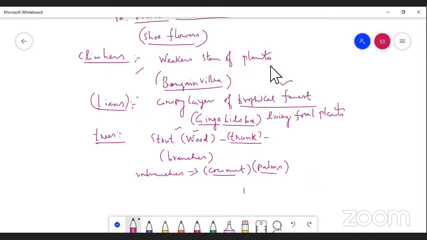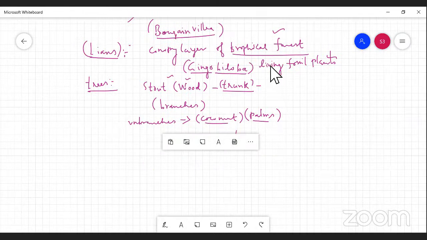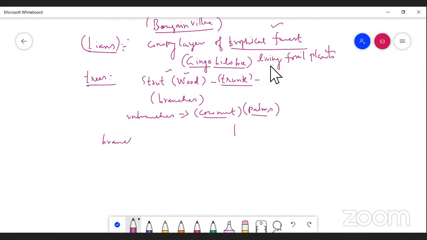Some plants are well branched. For example, mango or sapota trees.